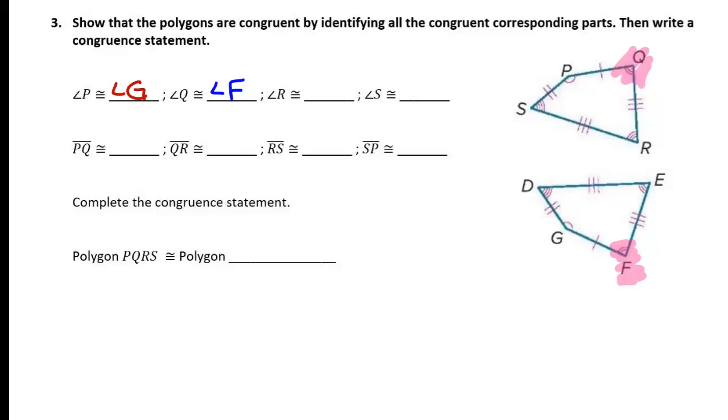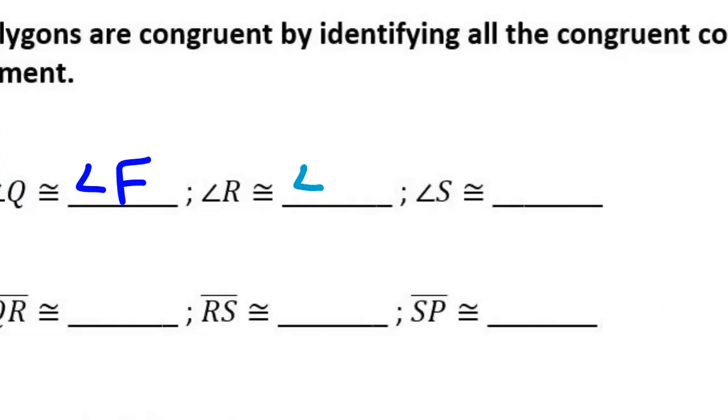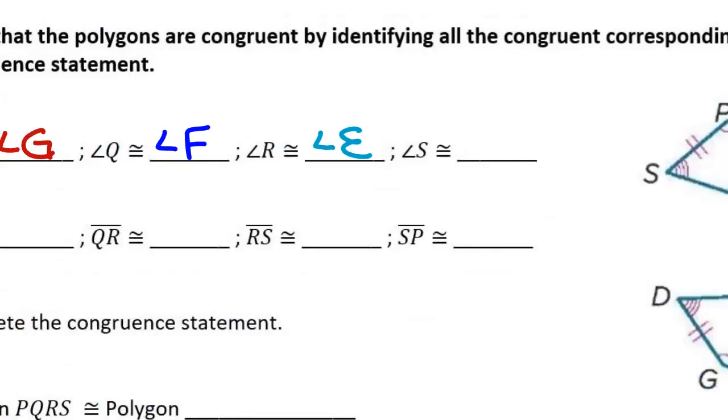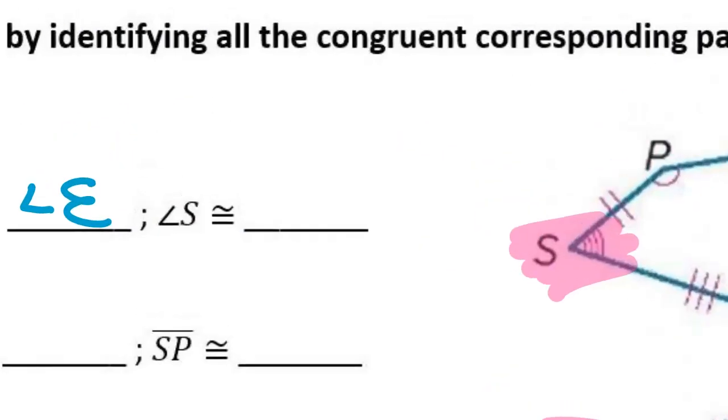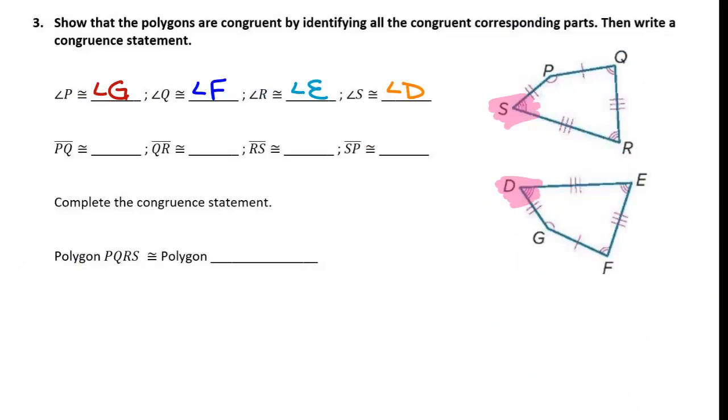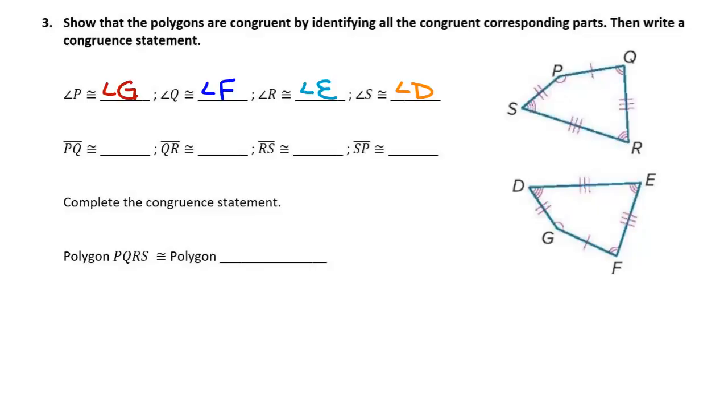What about angle R? E. Angle R is congruent to angle E. And finally, that leaves angle S, which has 4 congruence markings. What does that correspond to? Angle D has 4 congruence markings there. So P and G are corresponding and congruent. Q and F are corresponding and congruent. R and E are corresponding and congruent. S and D are corresponding and congruent.